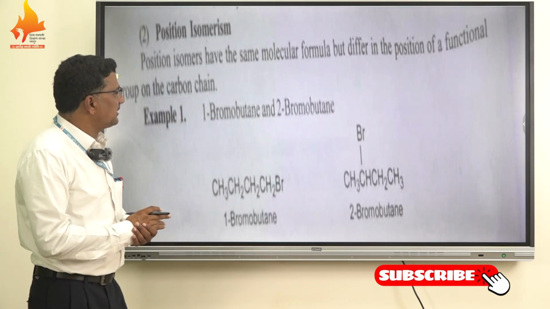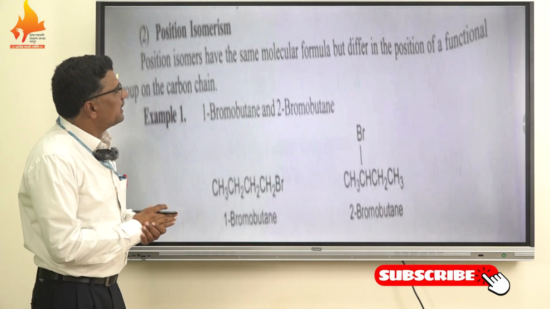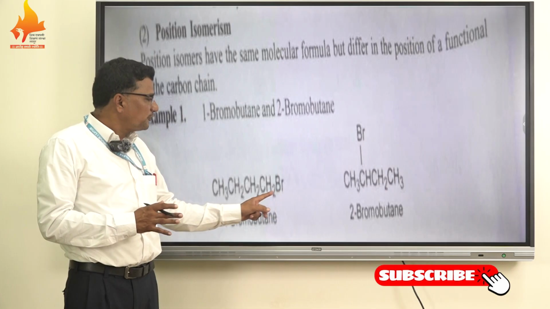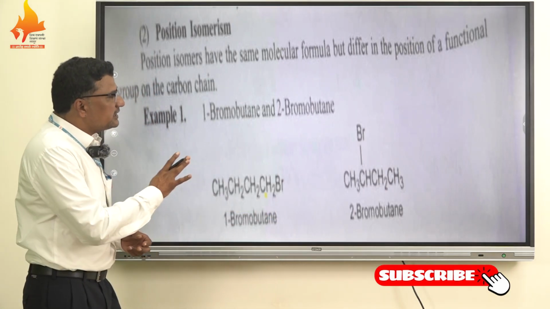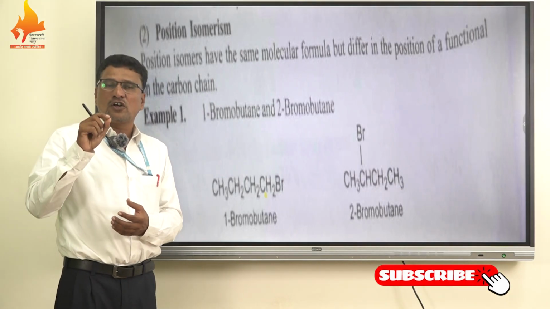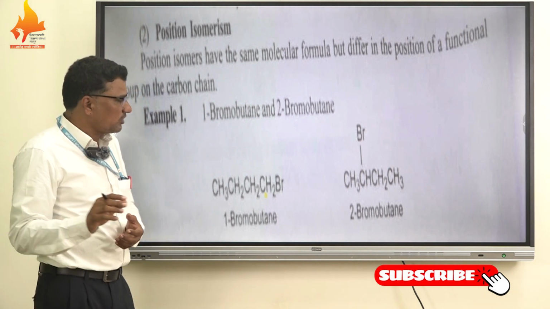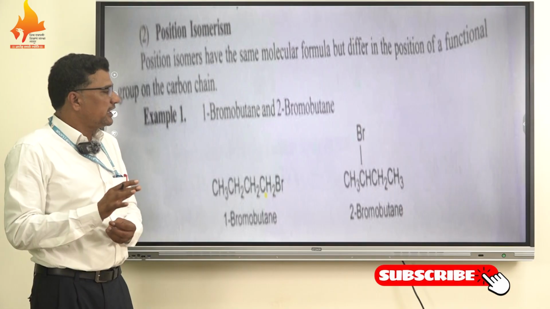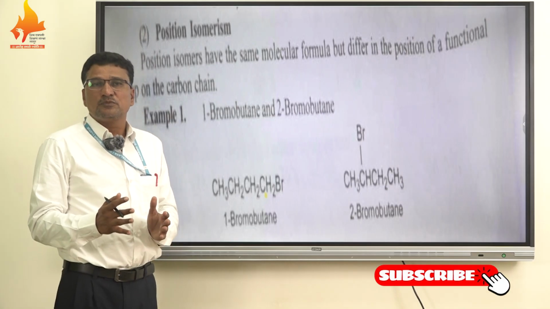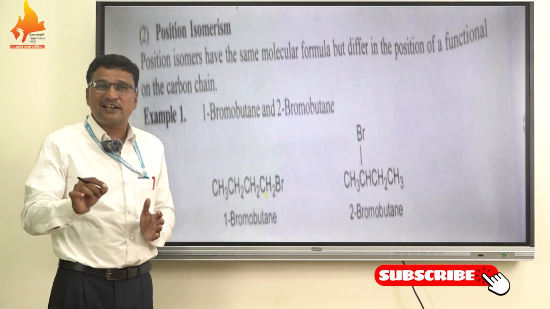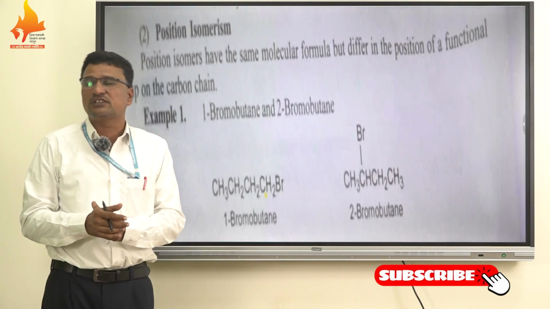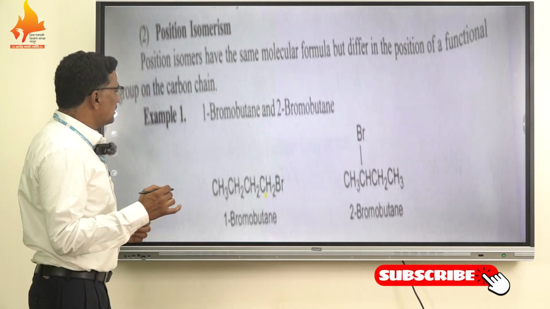The first examples I have put up here are 1-bromobutane and 2-bromobutane. If you look at this example, bromine is here on the first carbon. In the second example, bromine is on the second carbon. That means the position of that group is changed to 1 and 2 respectively. That's why they are called 1-bromobutane and 2-bromobutane. Because of the change in the position of the functional group, these two compounds are regarded as position isomers of each other, and the phenomenon is known as position isomerism.